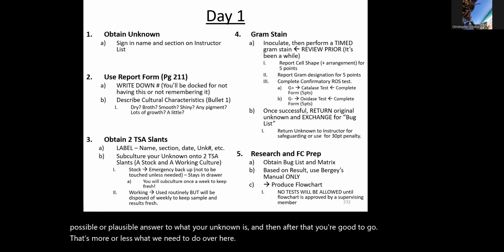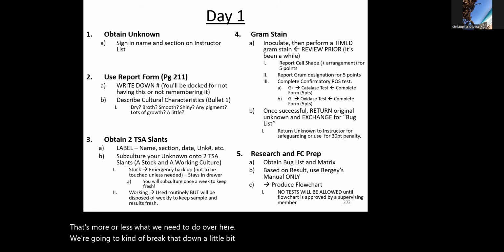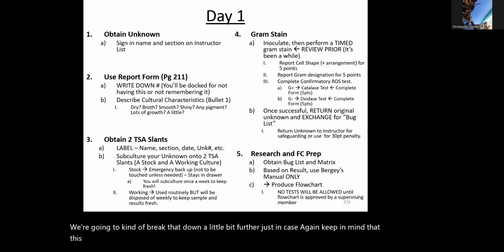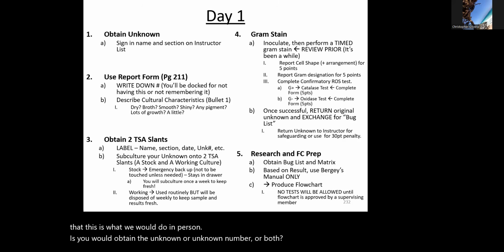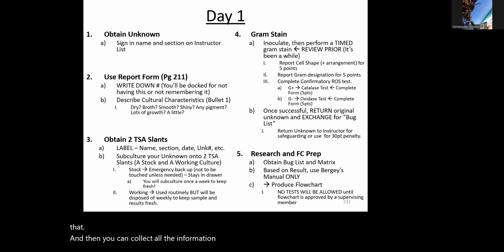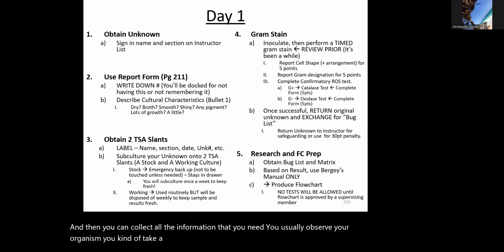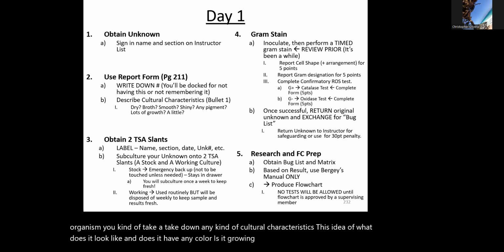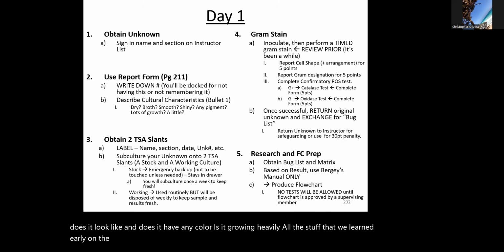Now, if we're going to break that down a little bit further, again keeping in mind that this is what we would do in person, you would obtain the unknown or unknown number or both. Usually there's some sort of list that you can sign off saying this is mine or something like that. And then you can collect all the information that you need. You usually observe your organism. You take down any kind of cultural characteristics, this idea of what does it look like? Does it have any color? Is it growing heavily? All the stuff that we learned early on in the labs as macromorphology, right?